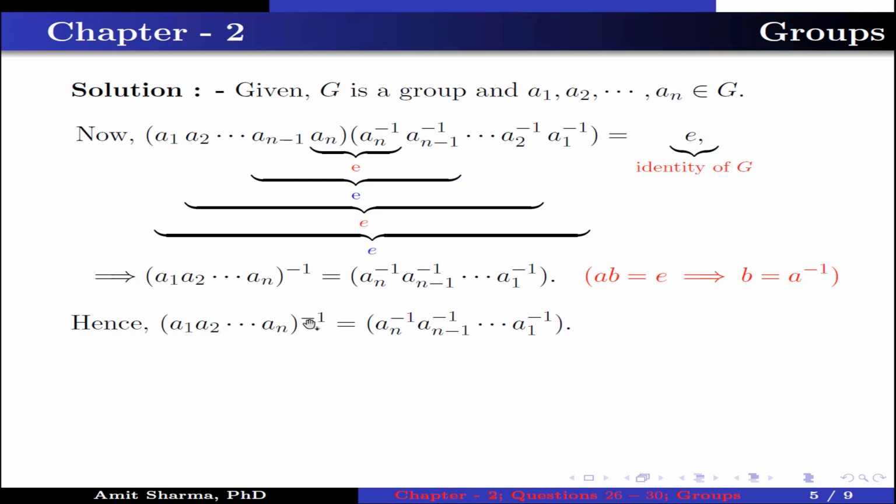Hence, (A1 A2 ... An) inverse is equal to An inverse, An minus 1 inverse, up to A1 inverse. It is known as the reversal law.